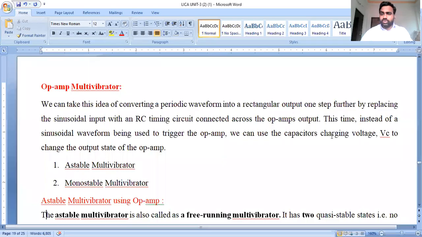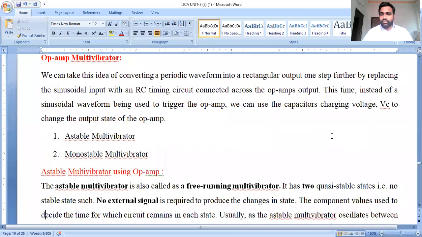Last class we discussed the multivibrator and the application of the operational amplifier. So we discussed two types of applications. First one is astable multivibrator. That means we analyzed the application of the operational amplifier in the form of a multivibrator.